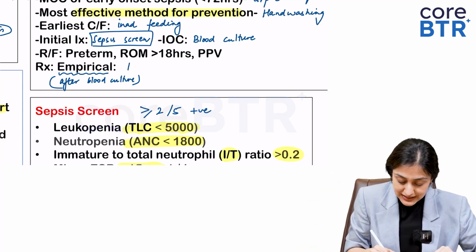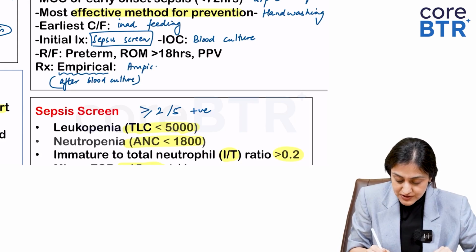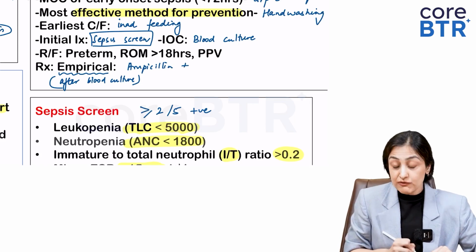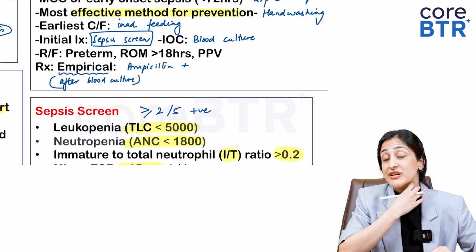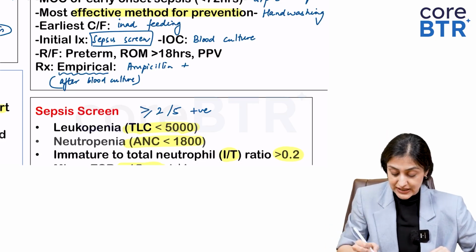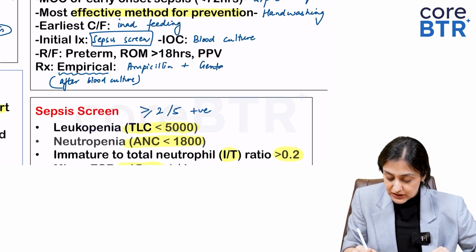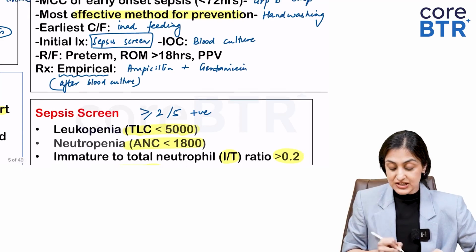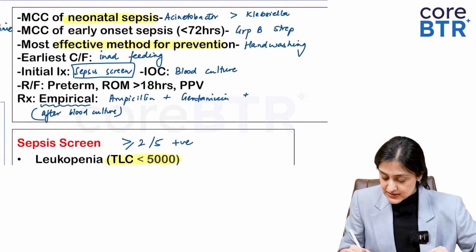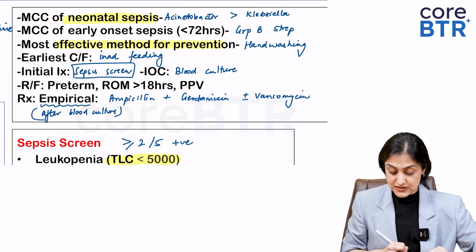So the empirical antibiotic we choose is ampi plus genta. Ampicillin covers for listeria. Listeria is a major cause of sepsis in extremes of ages, and gentamicin will cover all of these gram negative organisms, plus minus vancomycin. Okay, so vancomycin is plus minus.